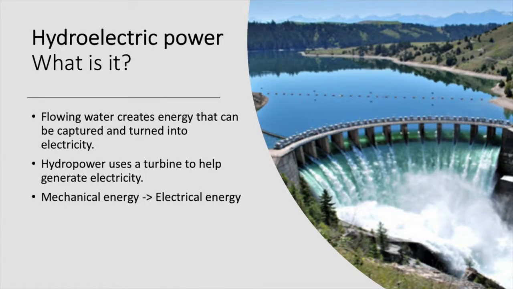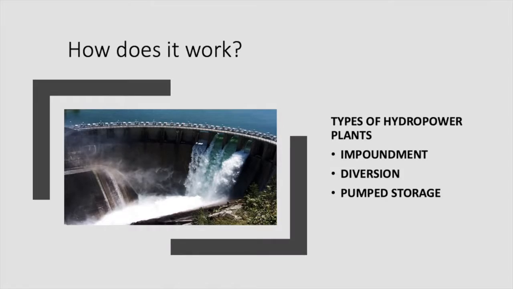Now let's move to hydroelectric power. It is flowing water that creates energy that can be captured and turned into electricity. Like other forms of electricity generation, hydropower uses a turbine to help generate electricity, using the energy of falling or flowing water to turn the blades. The rotating blades spin a generator that converts the mechanical energy of the spinning turbine into electrical energy. The amount of electricity generated from each power plant depends on the quantity of water and the height from which it falls. How does it work?